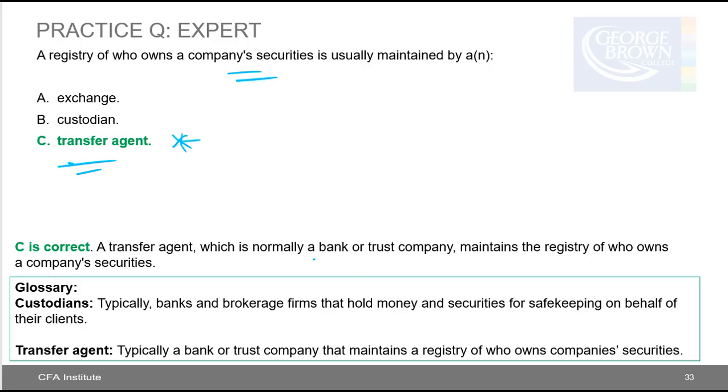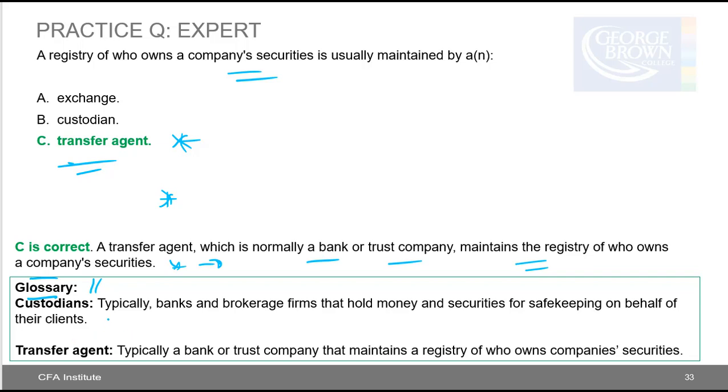A transfer agent, which is normally a bank or trust company, maintains the registry of who owns the company's securities. That's important because they have to know whom to distribute interest or dividends to, and who's entitled to vote in elections, etc. Now, the reason why I like this question is because it's just looking for a definition. I've pointed out many times the importance of the glossary, which is a PDF document that can be found on the website under the curriculum materials.